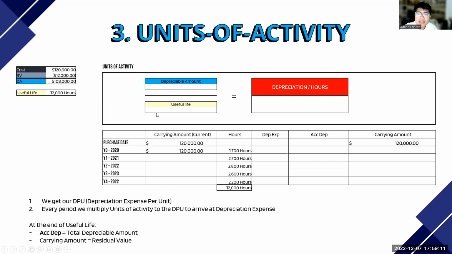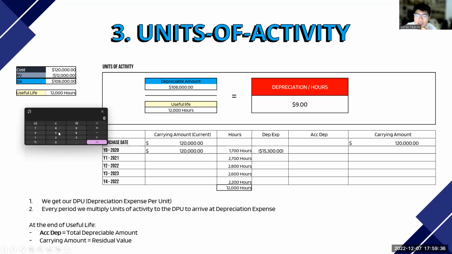So let's say 12,000 hours raw yung total units of activity. So kung 12,000 hours and then ito yung mga given, then our depreciable amount should be divided not by the time, but by the number of hours. So we have a $9 DPU. So basically, we just multiply 9 times 1,700 to get 15,300. Yun na yung depreciation expense natin, right? 9 times 1,700.